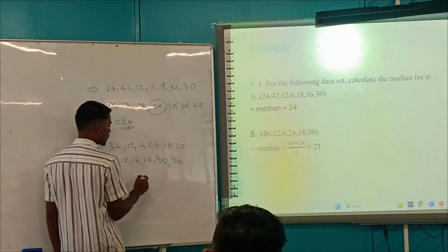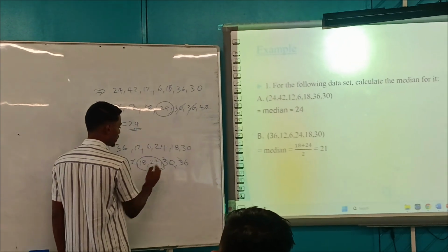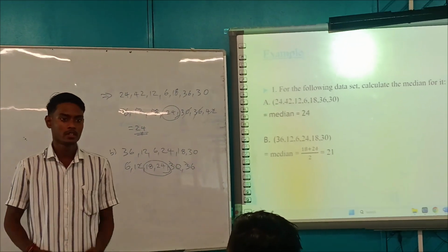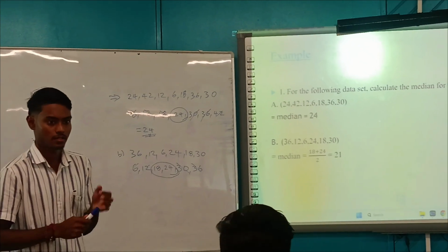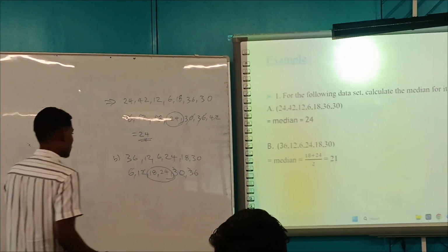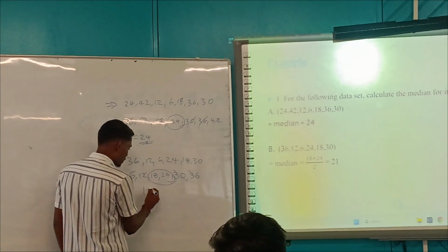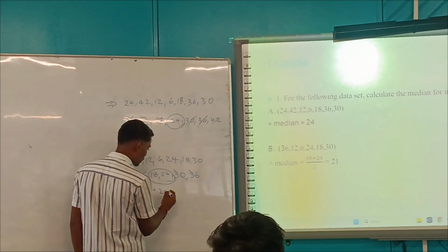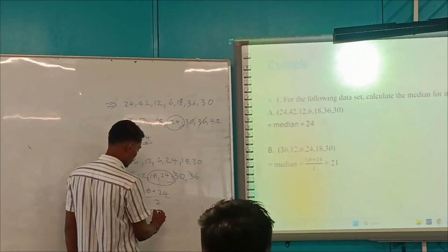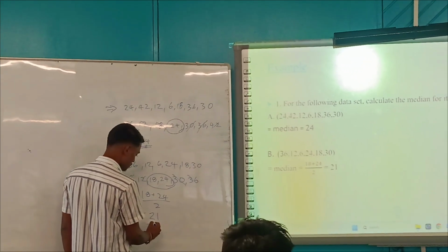In this case, we have two values in the middle, which is an even number. So how are we going to take that median? Taking the two numbers and dividing by 2. So 18 plus 24 divided by 2. Yes, sir. This is 21. Is it?